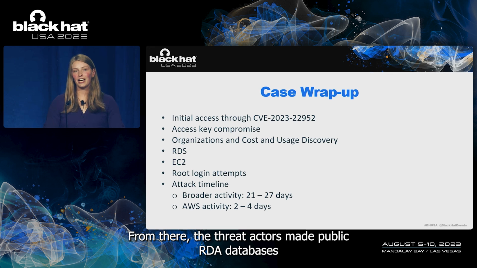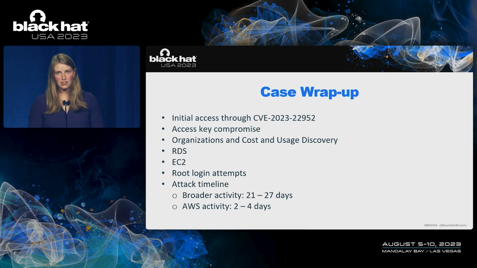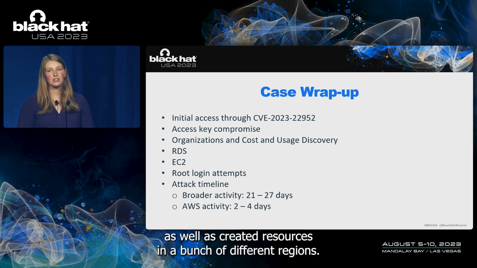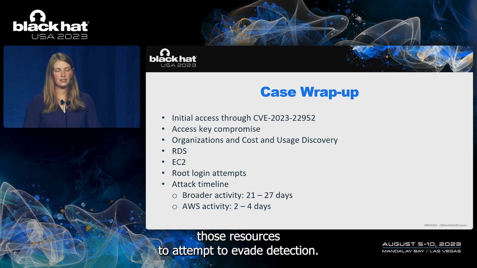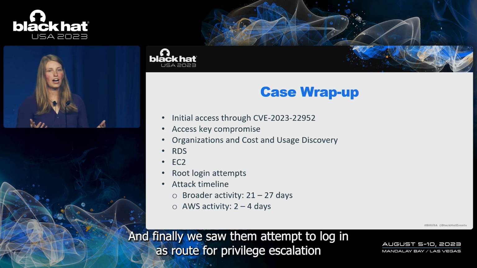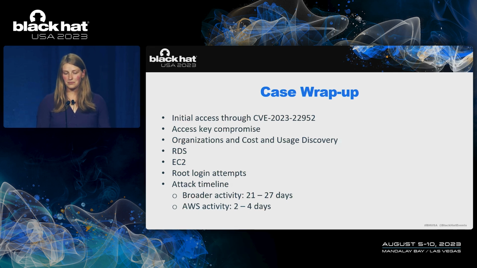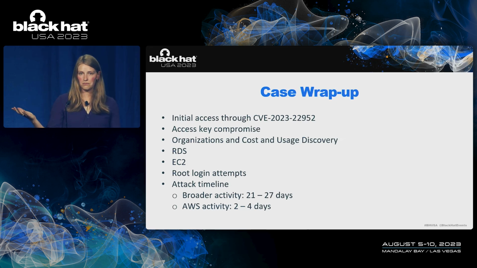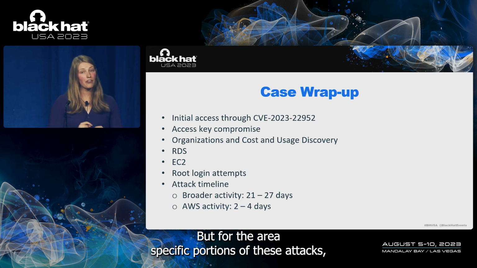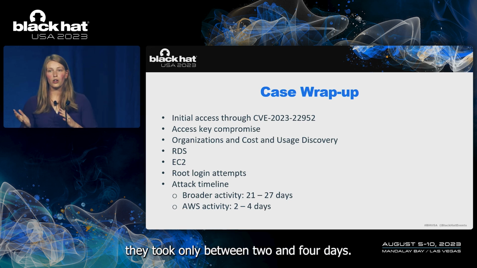From there, the threat actors made public RDS databases, as well as created resources in a bunch of different regions. We also saw the threat actors stop and start those resources to attempt to evade detection. And finally, we saw them attempt to log in as root for privilege escalation. For the attack overall, we saw the cases take anywhere between 21 and 27 days. But for the AWS-specific portions of these attacks, they took only between 2 and 4 days.